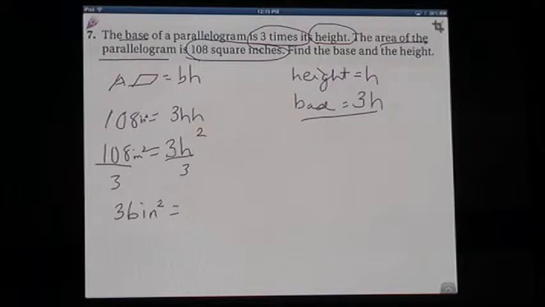And then we're going to do, oops, this is h squared. I got it. Okay, sorry. H squared. And then we're going to take the square root of both sides, and we get h is equal to 36 inches. And that's where our square disappears because we took the square root of inches squared. So the height is 36. Then what is the base? The base is 3 times the height, or 3 times 36.